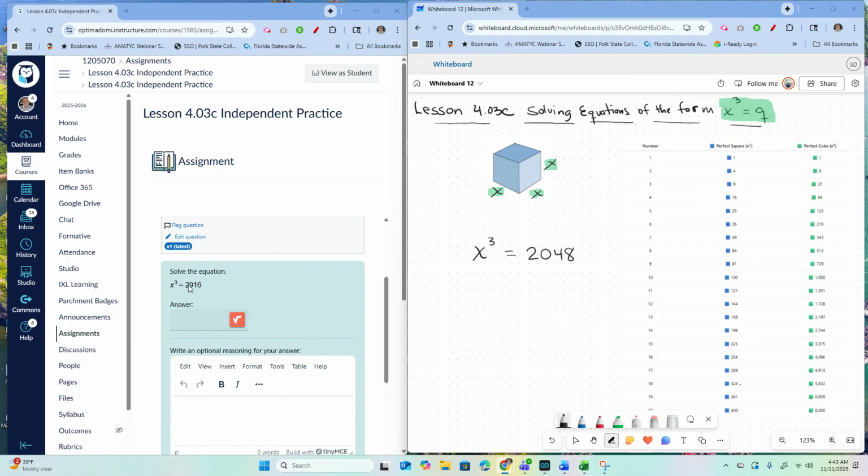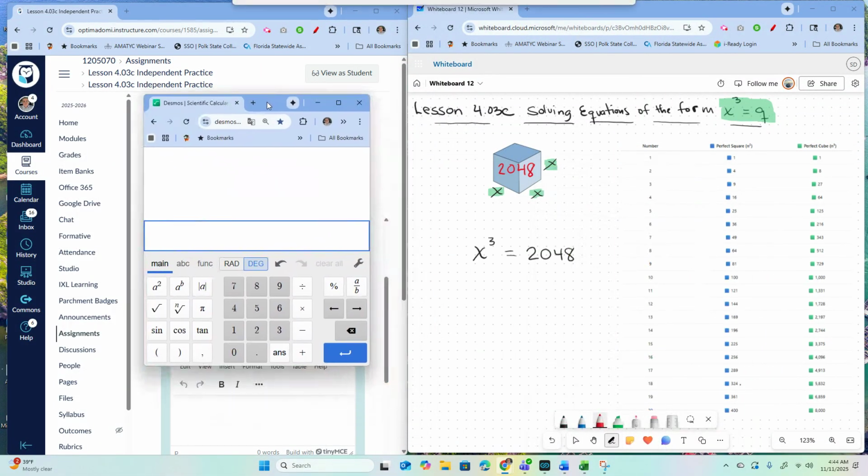So they gave us x to the third power equal that number, but I changed it to this one, 2048. Now, when you see these equations, imagine a cube where the inside, the volume, is 2048. What I suggest, if you have the table, is to try to find this number in the green column. And you're going to see that this number is not in the green column. And here's why. It's because 2048 is not a perfect cube.